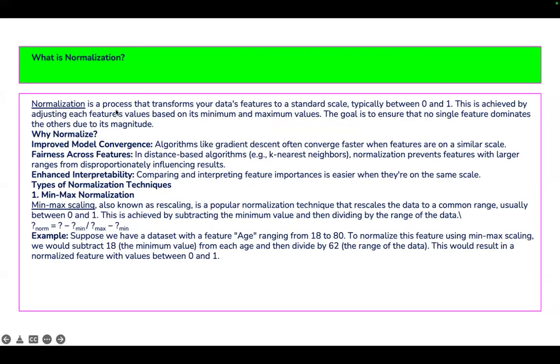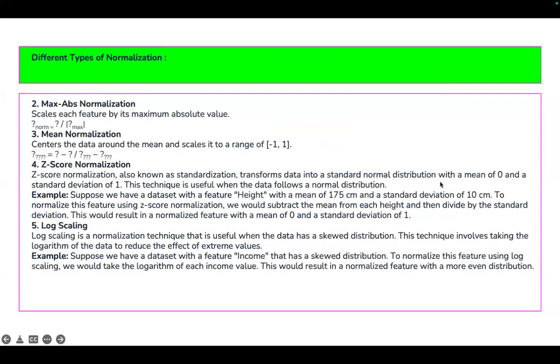Normalization is a process that transforms your data features to a standard scale, and here 0 and 1. Okay, then there are so many other normalizations like max abs normalization and Z-score normalization. Z-score normalization is important. Z-score normalization, also known as standardization, transforms data into a standard normal distribution with a mean of 0 and a standard deviation of 1.